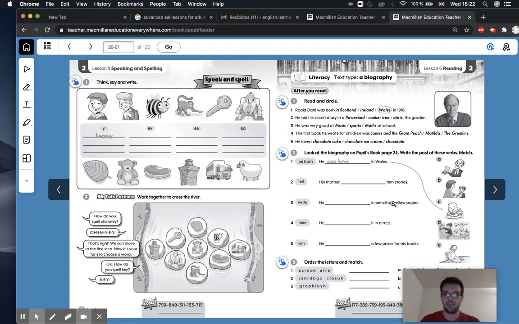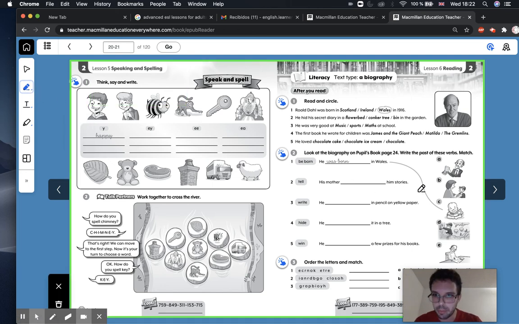Very good. Now just to make it easier for you, I'll help you draw the lines on here. So his mother told him stories. That's this picture. He wrote in pencil on yellow paper. That's this picture. He hid it in a tree. That's this one. And he won a few prizes for his books. That's this one. Okay, so we should have lines like this in our book. Very good.